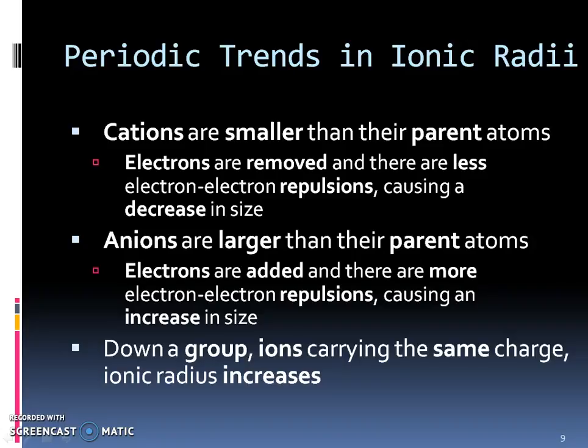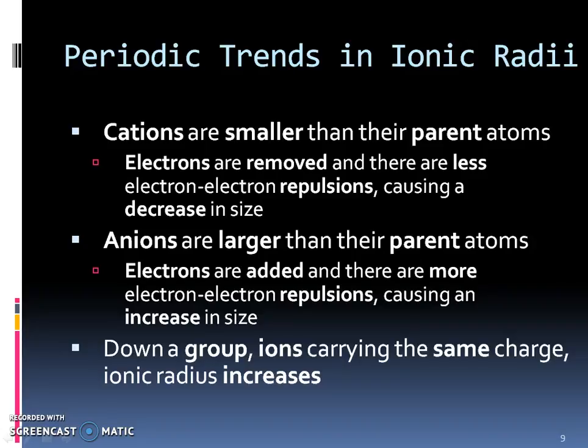How about ionic radii? Now this is pretty easy. Cations are smaller than their atoms. Why? They're losing electrons. If you lose electrons, most of your cations, most of your metals, are going to lose that whole outside energy level. So of course then your ion is going to be smaller.